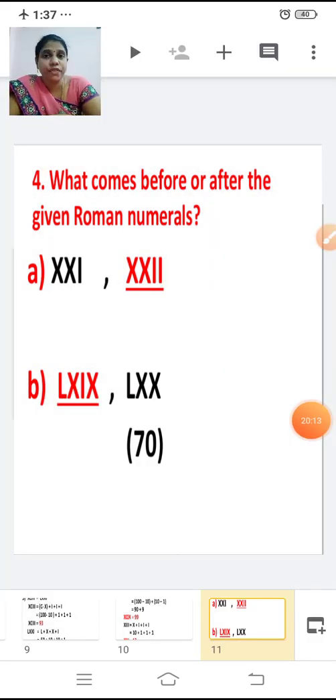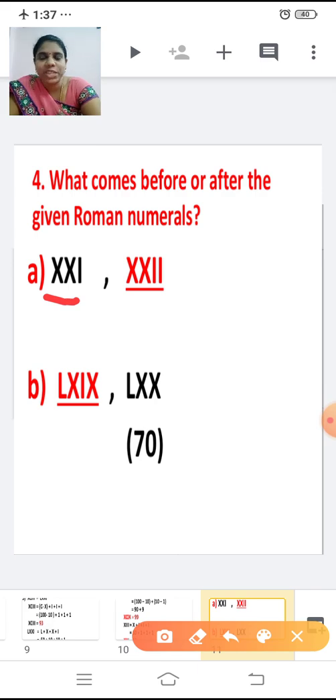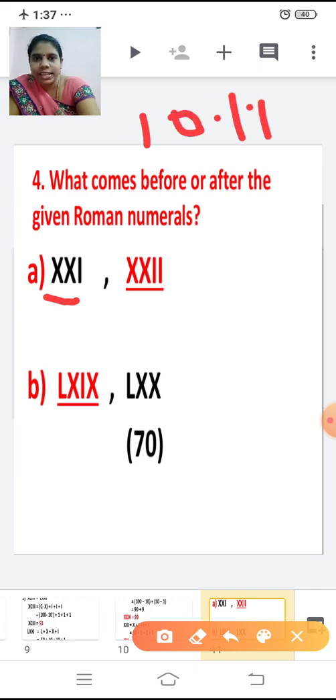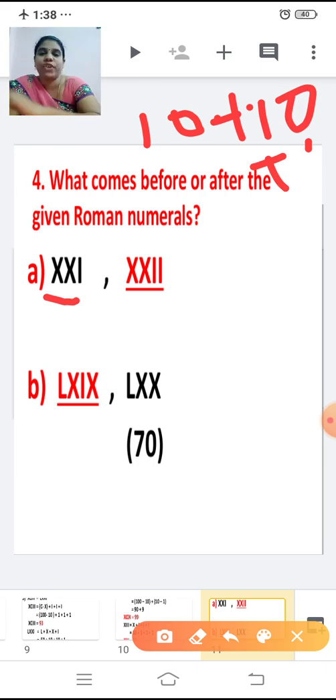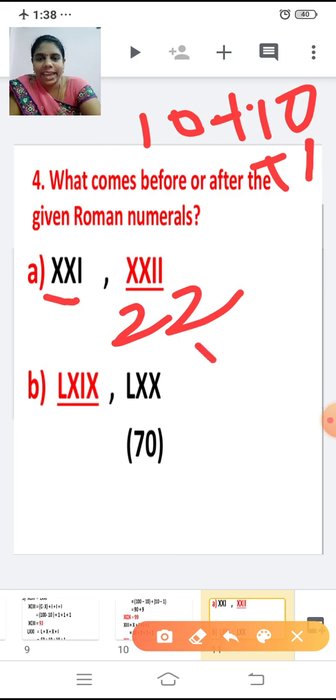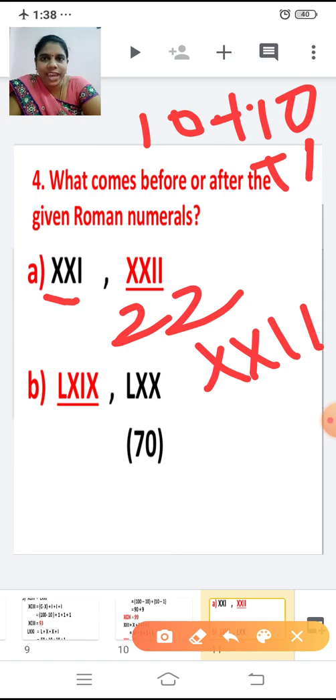Now, what comes before or after the given Roman numerals? Before and after number, you know, right? So, XXI, first we have to find out the value for XXI, right? So, XXI, X 10 plus 10 plus 1. What is the value for 10 plus 10 plus 1? 21. Now, tell me what comes after 21? 22, right? 22 in Roman numeral. X, X, 2. How will you write 2? I. Write that. So, after XXI, XXII.